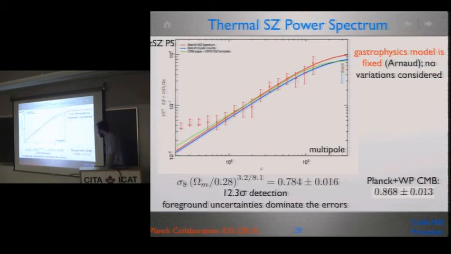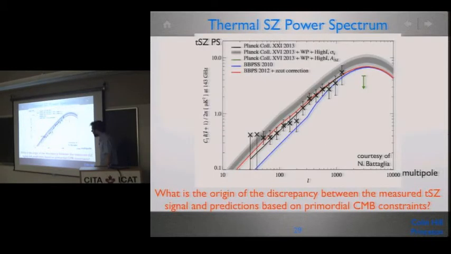But the puzzling thing here is why this value comes out so low compared to what you get from the primordial CMB. So this is the same quantity computed with the Planck and WMAP polarization CMB analysis. And as you can see, these disagree at many sigma. So you plot this directly at the TSZ power spectrum level. This is what it looks like. The Planck measurements are in the black crosses. And then if you just take the Planck primordial CMB cosmological parameters and predict what you should have measured for the TSZ power spectrum, you get this gray band, which lies completely above all the measurements.